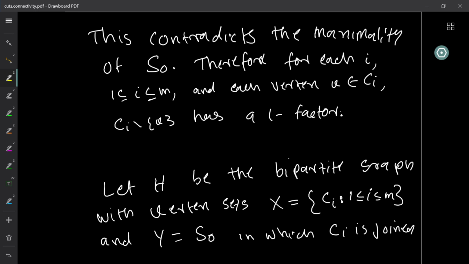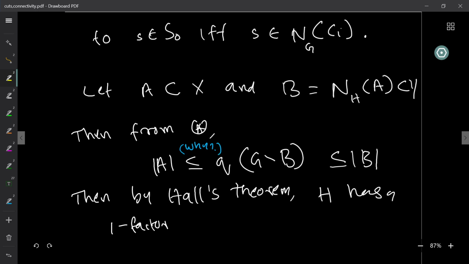Now, how do we join the edges? For every vertex in X, which is a component Ci, it is joined to those vertices in S0 which have some neighbor in Ci. So we will put them all in the graph H as edges. There is an edge from a small s in S0 to the component Ci if s belongs to the neighborhood of Ci, that is, at least one vertex in Ci is adjacent to s.